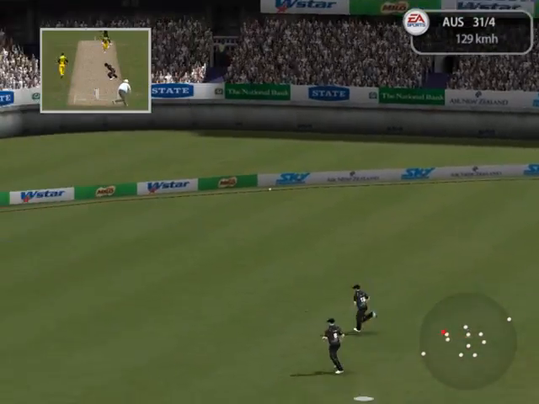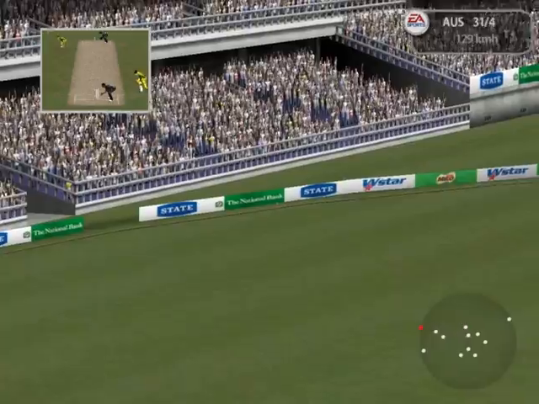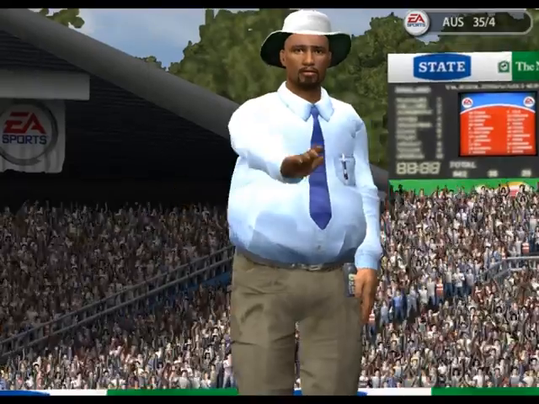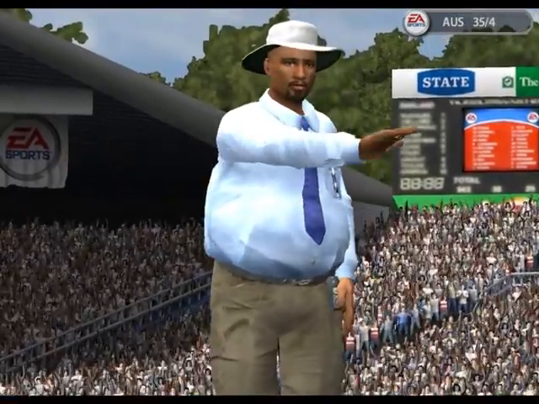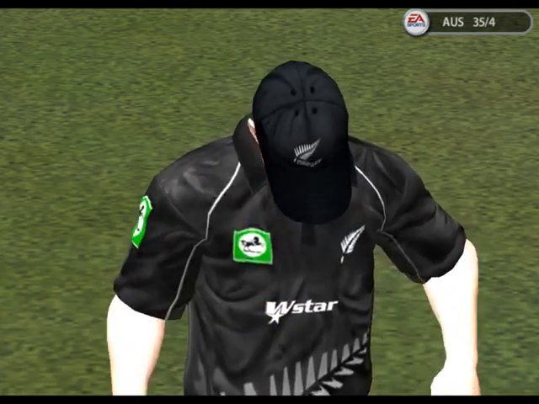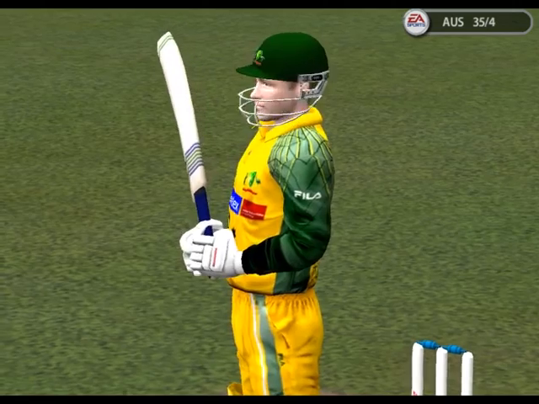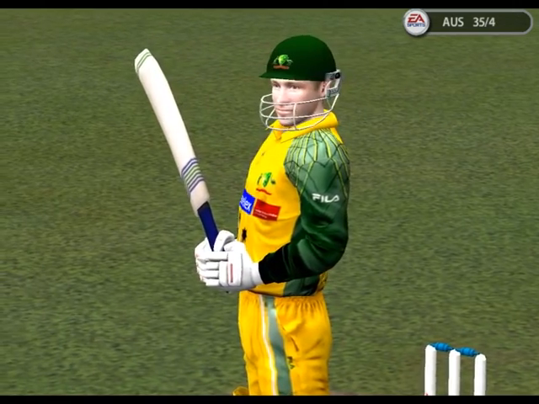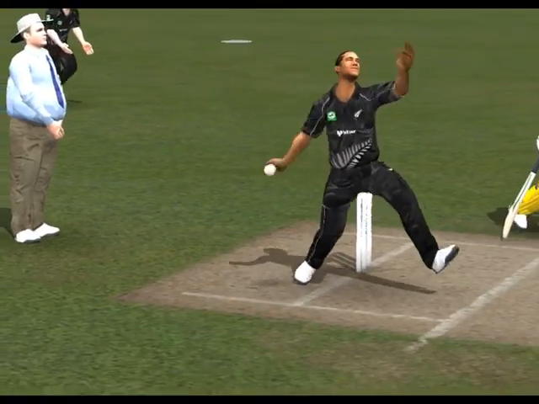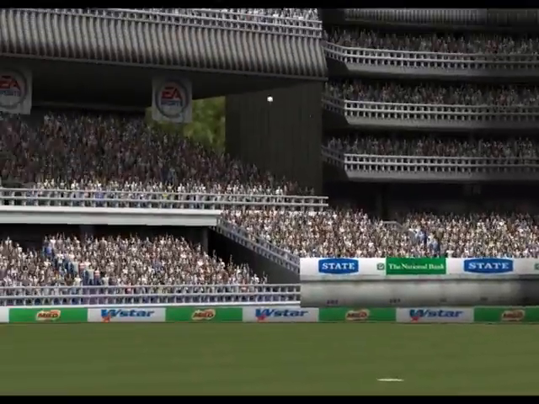Sinclair is after that one. 3 runs here. That's racing away to the cover boundary. He found the gap with precision. That was good batting. He picked his spot, didn't try to smash it, just stroked it through the gap. Let's take a look at that in slow motion.